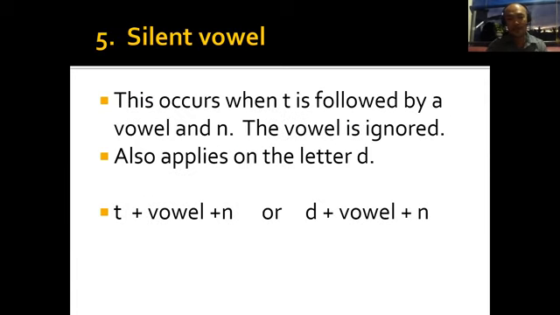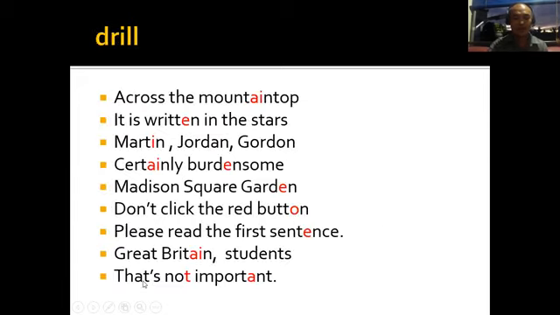Okay, number 5, we have this silent vowel sound. So this occurs when T is followed by a vowel and an N. So the vowel is ignored. Usually it also applies to the letter D as well. Like a T, then there's a vowel here, then an N, or sometimes a D, a vowel, and an N. So for example here, there's a T, then we have two sets of vowels that is sounded as one vowel, schwa, then a consonant again. So the vowels are in between the two consonants.